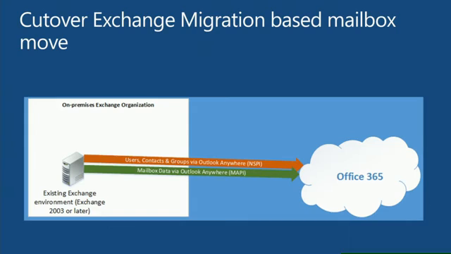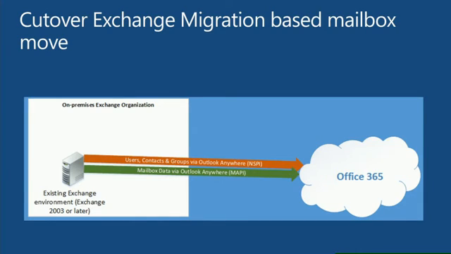So this is looking at how cutover Exchange migration works. The important thing to note here is that there are no additional servers. If you've got Exchange 2003 on premises, you can support a cutover migration to Exchange Online. And the way that it works is that the directory data, so users, contacts, and groups, is copied from on-premises up to Office 365 using the Outlook Anywhere protocol.